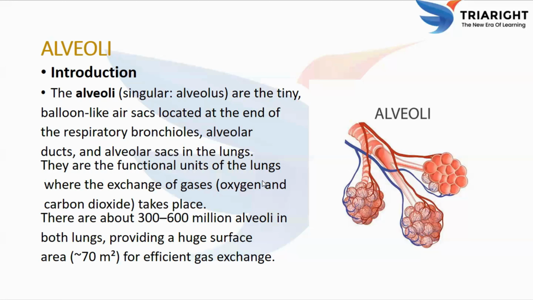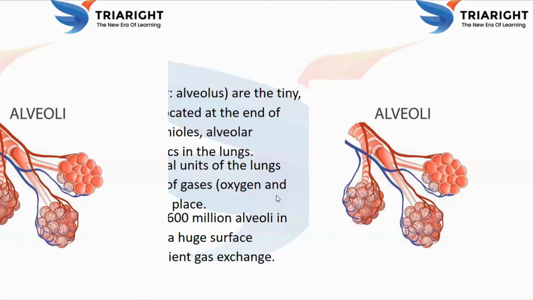These are the tiny balloon-like air sacs found at every end of the respiratory bronchioles. As I said, these alveoli are a cluster of grapes. You can see in the picture, these clusters of grapes are grouped together to form alveolar sacs. Each alveolus is surrounded by a network of capillaries. You can see over here in the picture the red color and the blue color. These are the blood capillaries, the tiny blood vessels. This is the point where air ends and where blood vessels begin. So oxygen enters these sacs and carbon dioxide leaves through them, like two gases swapping places.